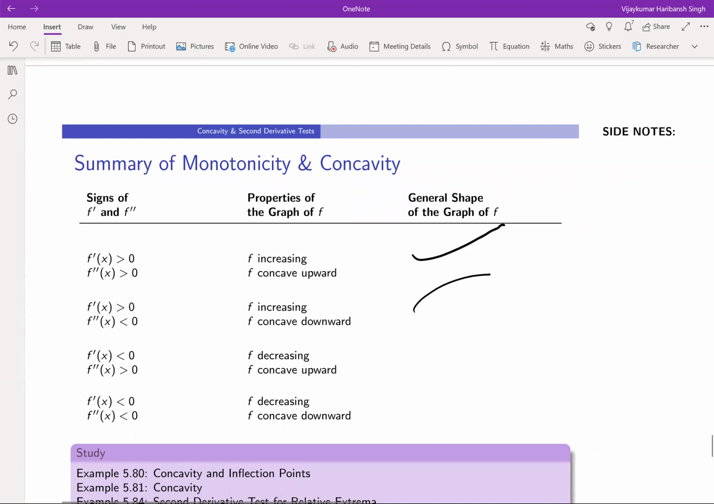Similarly, if f prime x is less than 0 and f double prime x is greater than 0, then f is decreasing, but f is also concave upward. So it's like that. Next one is if f prime x is less than 0, so the function is decreasing, and f double prime x is less than 0, then the function is concave downward. So if I combine this, it will be a decreasing function but concave downward. So these are the shapes of your graph.